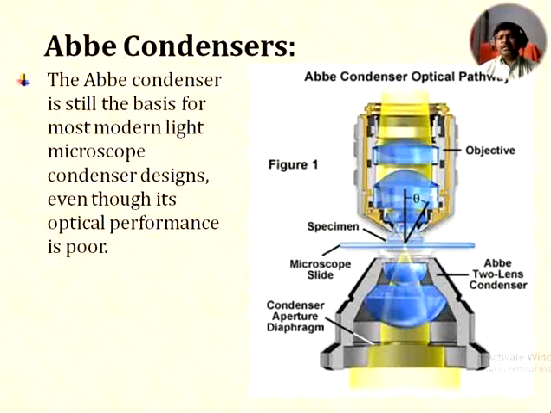The Abbe condenser is still the basis for most modern light microscope condenser designs, even though its optical performance is poor. See, this is the view of the Abbe condenser, the path of the light, how light enters into the Abbe condenser. Below this there is a light source and a condenser aperture. That means the iris diaphragm is here, which controls the transmission of light. Now here is the Abbe two-lens condenser.